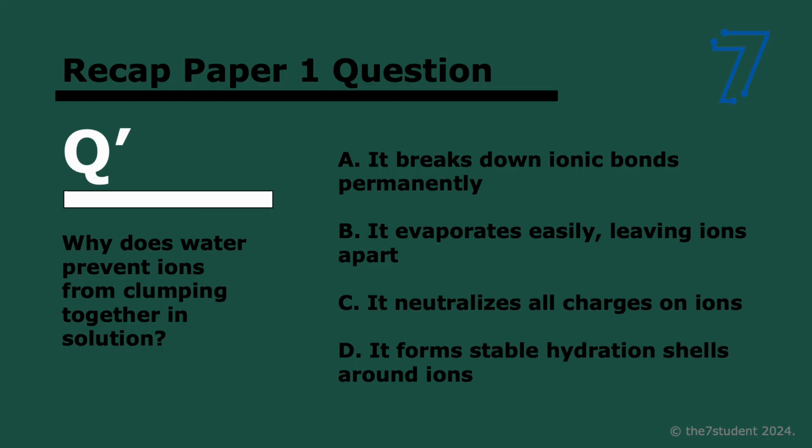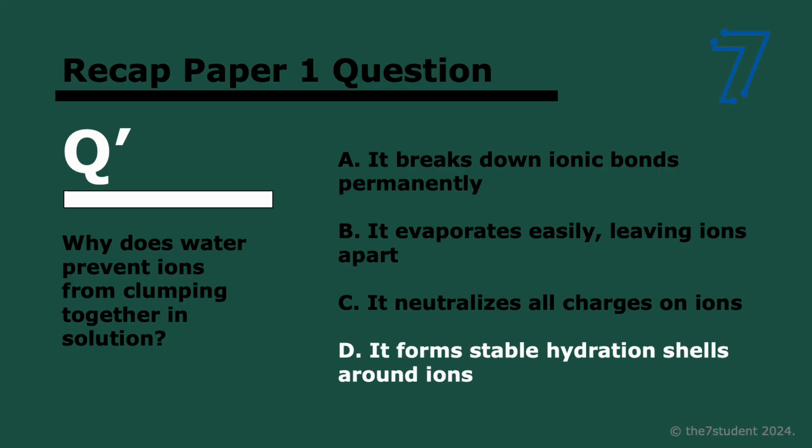Okay. And finally, last question, why does water prevent ions from clumping together in solution? Okay, so back to the first thing we looked at. 3, 2, and 1. Okay, remember it forms those hydration shells. Key term. Remember, write it down. Okay, it does not break down ionic bonds permanently. It does not evaporate easily. And it does not neutralize all charges on ions. Instead, remember, it forms that shell, like it basically encircles the ion, right? And that prevents the ions from joining together and clumping.